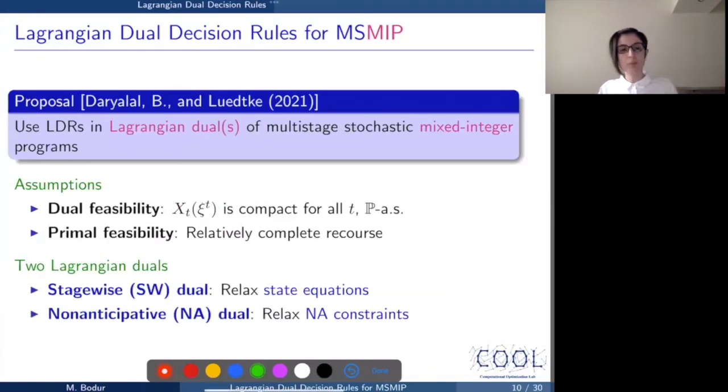So what are we going to propose exactly? We will propose two different Lagrangian duals, namely the stage-wise (SW) dual, where we will relax these state equations, the ones linking consecutive stage decisions together. And the second one, although I believe many of you are familiar with it, is this reformulation of the original multi-stage problem, namely the non-anticipative reformulation. We will consider these so-called non-anticipativity constraints from that reformulation and relax those in a Lagrangian framework.